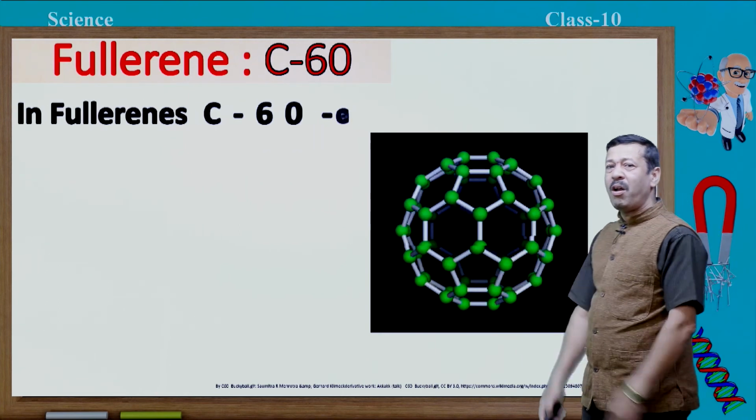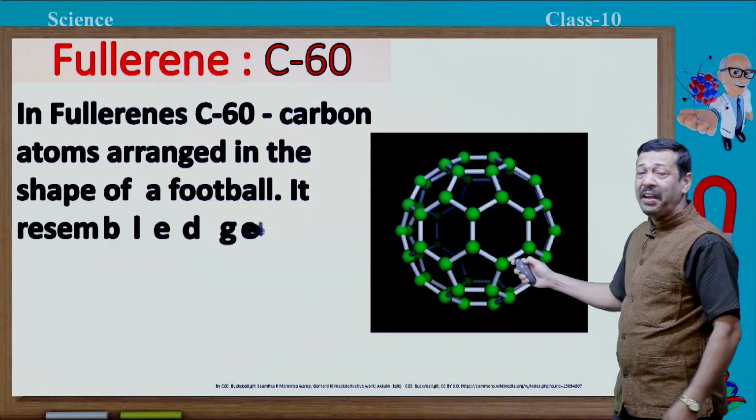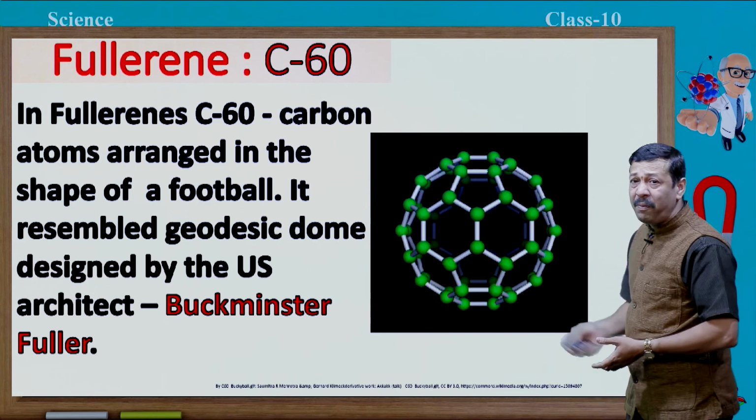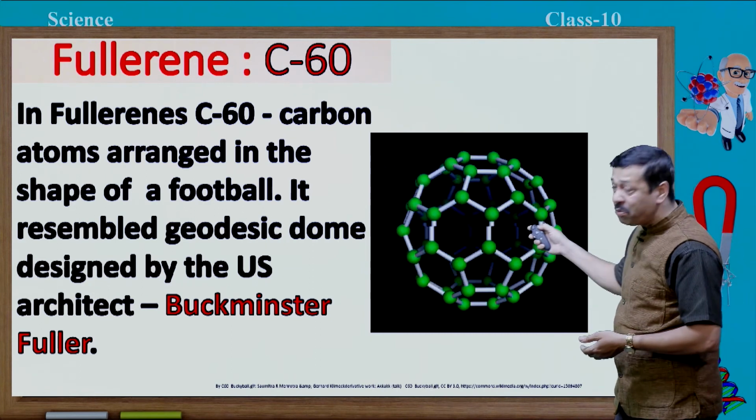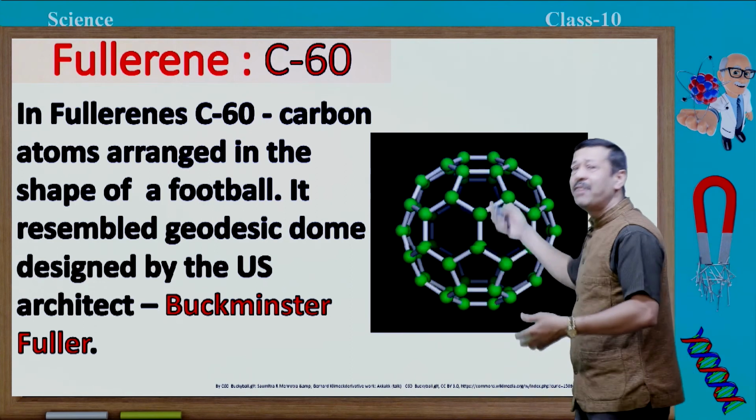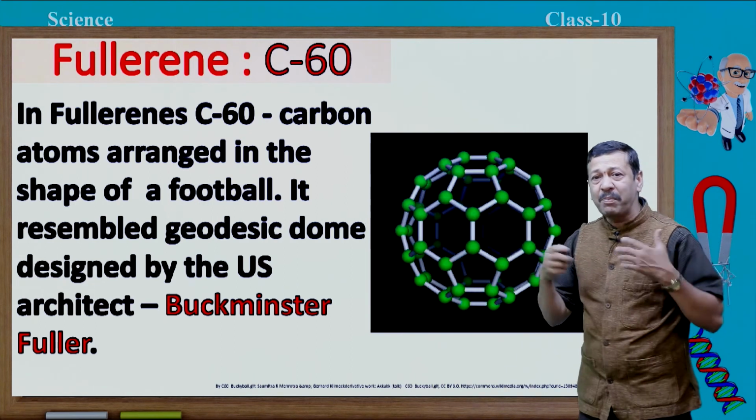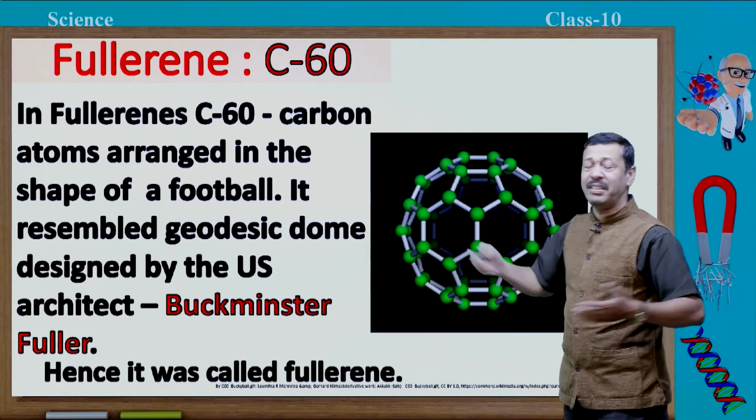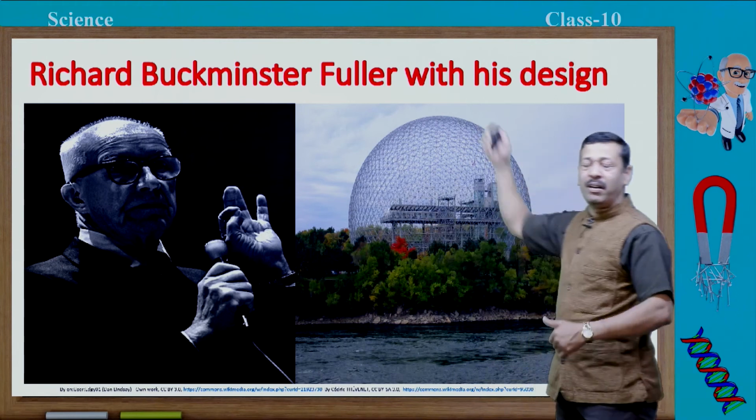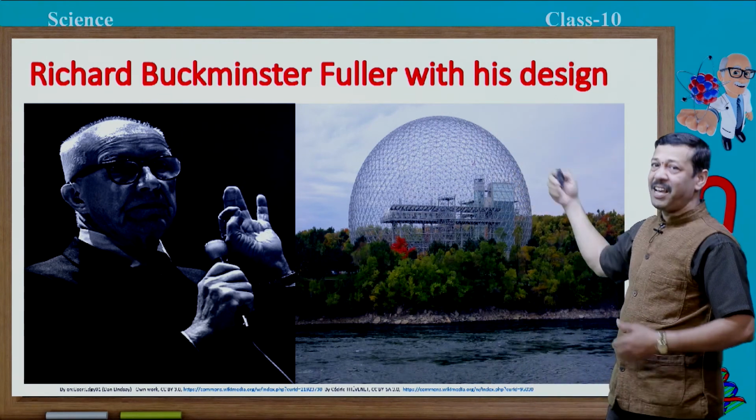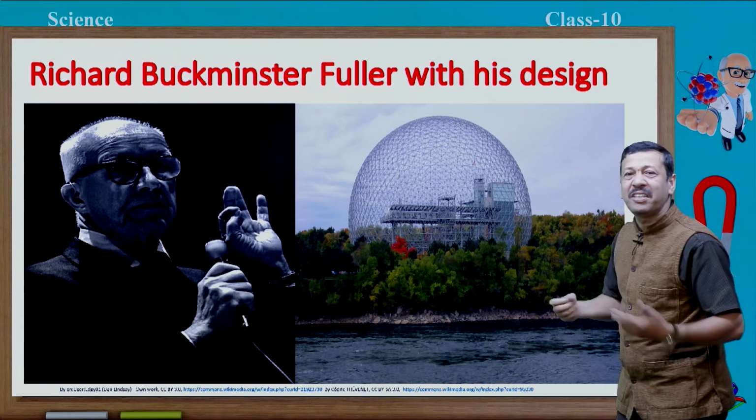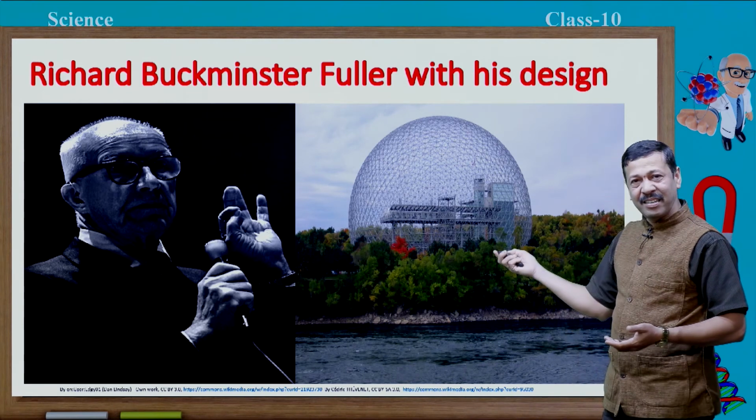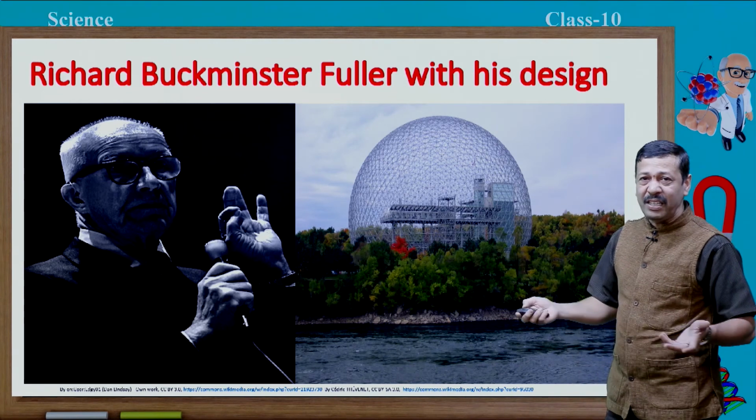This soccer ball is called fullerene, carbon 60. Here carbon atoms are arranged in the form of a dome. This is similar to the geodesic domes designed by US architect Buckminster Fuller. Hence, they are so called fullerenes. Here is Richard Buckminster Fuller. Here you are seeing his designs also, so beautiful. Similar structures are seen in nature, that is carbon 60, hence they were named fullerenes.